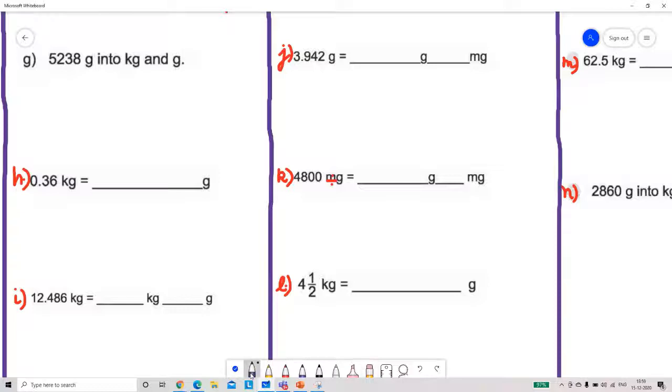So now we will practice G part, that is conversion of 5238 grams into kilograms and grams. Now you can see that we are going from a smaller unit to a bigger unit. So whenever we go from small to big, that means S to B. So what is the word which will come in between? Yes, that is D. SDB.